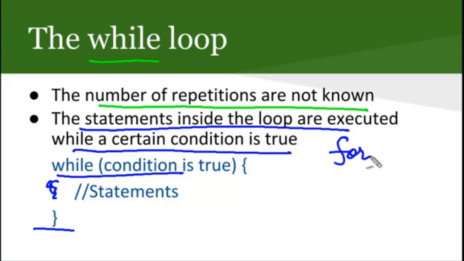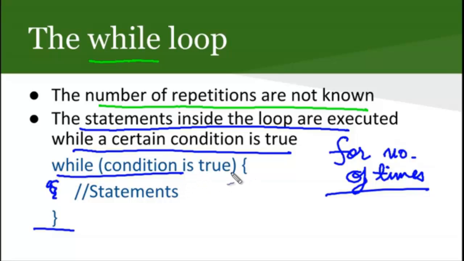In for, we were kind of indirectly telling the number of times a certain thing has to be executed using the increment statement, the condition, and the initialization part, the declaration part. But in while, we just specify a condition and these statements are executed until the condition becomes false. So let us have a look at an example of the same now.